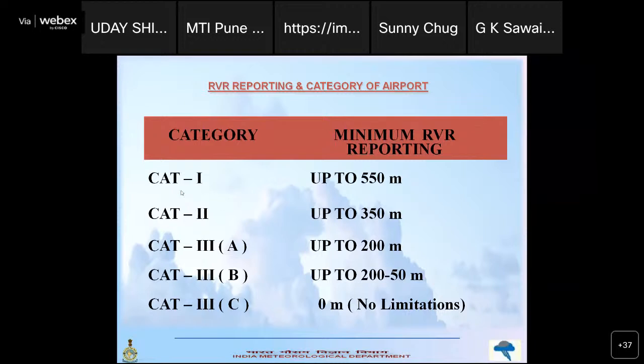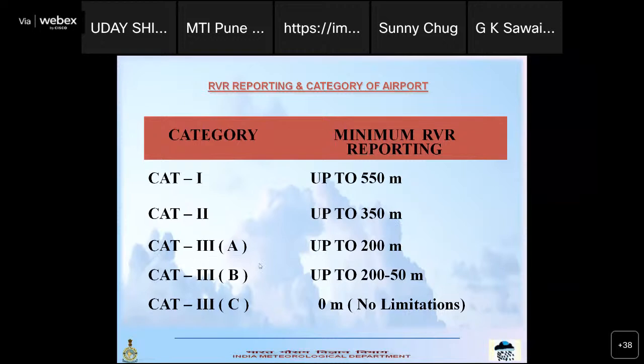Imagine a category 1 airport is a small airport. Weekly or fortnightly, one or two flights are there. It has a small runway, so the instruments are also small. Because of the lack of instruments, they have given visibility criteria, and according to that the category has been decided. So category 2 airport is up to 350 meter RVR. They are defined by ICAO itself.